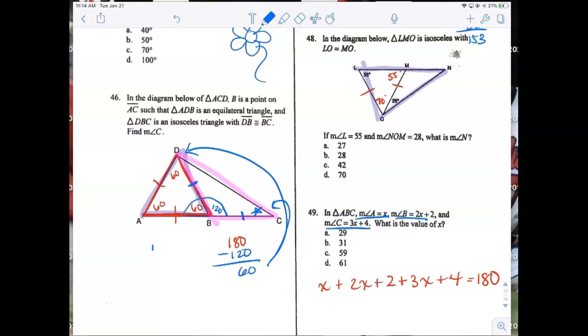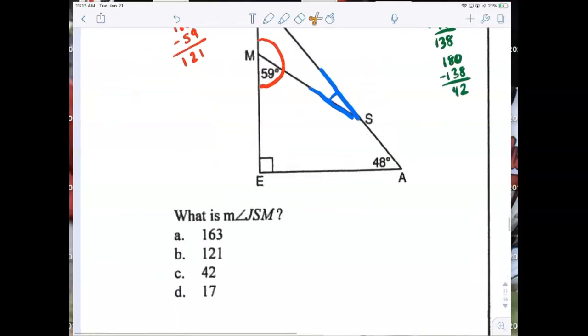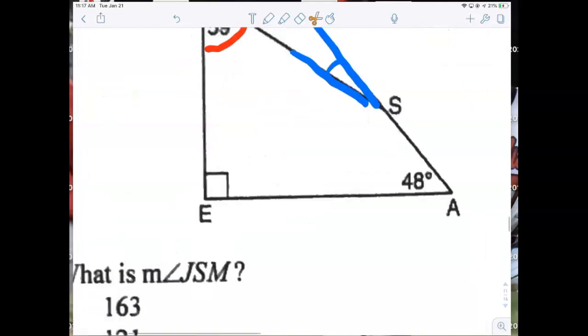Yay! Great. All right, so number 50 has multiple steps to it. It wants you to find angle JSM, which is this blue angle.